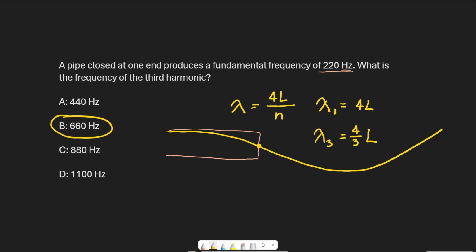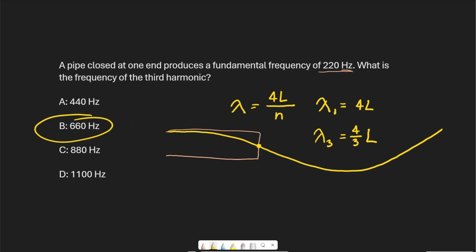And because frequency and wavelength are inverse, if the wavelength here is 1/3 of the wavelength here, then the frequency is going to be 3 times it, right? So the frequency here is going to be 3 times the frequency here, right? Because again, it is inverted. So the correct answer is going to be B, right?